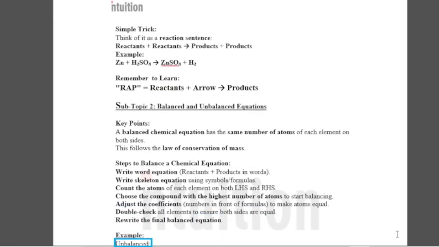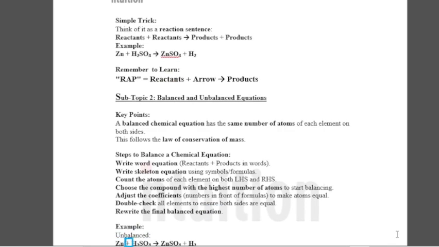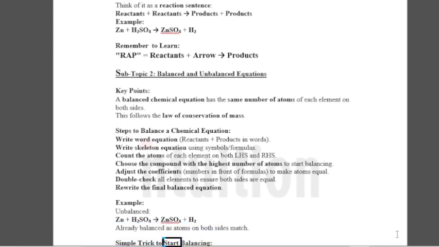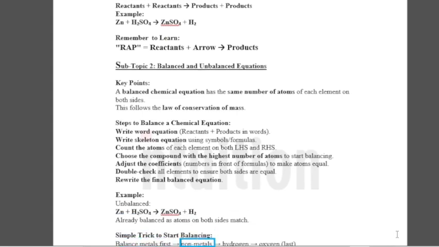Example: unbalanced Zn plus H2SO4 gives ZnSO4 plus H2, already balanced as the atoms on both sides match. Simple trick to start balancing: balance metals first, then non-metals, with hydrogen and oxygen last.